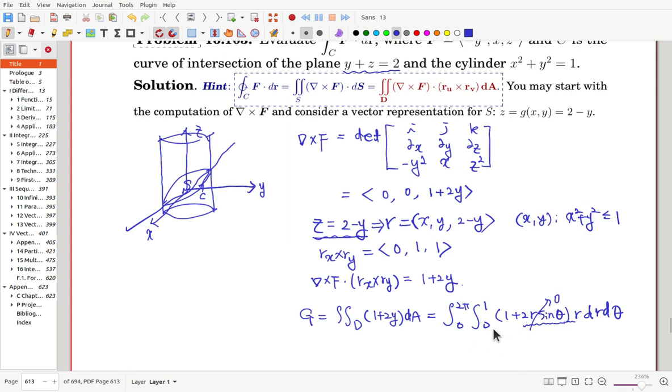So we ignore this portion. The remainder part is only r, right? So it's the same as the integral from 0 to 2 pi for the angle, for radius from 0 to 1, and then we have only r dr d theta. For the theta integration, we have 2 pi. For the r integration, half r squared from 0 to 1, so that it'll be half. So we have the final answer, pi. Okay.